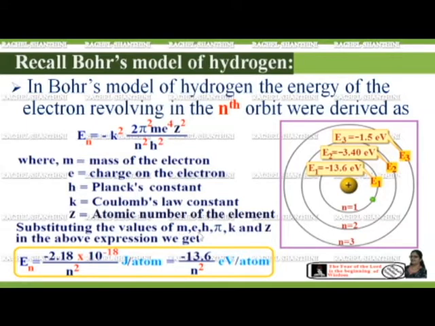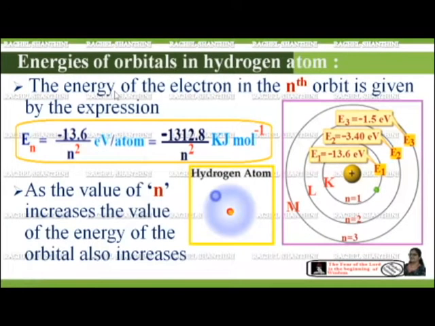Substituting the values of m, e, h, pi, k, and z in the above expression, we get the energy of the electron E suffix n is equal to minus 2.18 into 10 to the power of minus 18 upon n square in terms of joules per atom. If we express this unit in terms of electron volt per atom, then En is equal to minus 13.6 upon n square. So the energy of the electron in the nth orbit is given by the expression E suffix n is equal to minus 13.6 upon n square in terms of electron volt per atom.